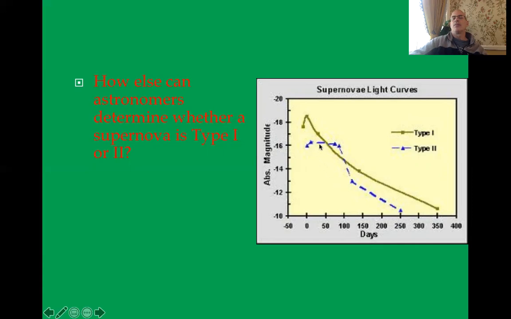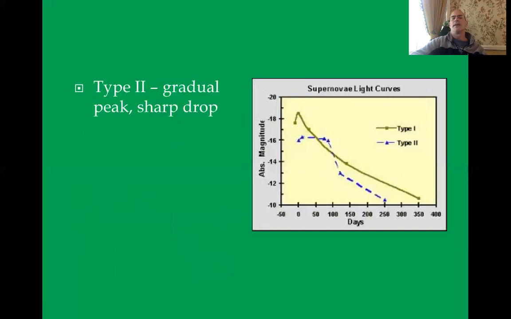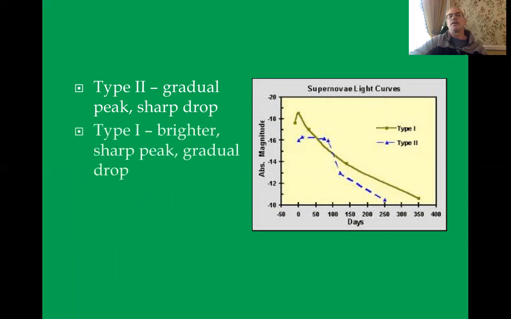Now, a type 2 supernova has a slightly different shaped curve. Well, it's actually a lot different. And if you compare and contrast the type 1 and type 2 curves, you'll notice that, first of all, a type 2 light curve forms sort of a gradual peak and then a sharp drop off. Whereas a type 1 has a brighter, sharp peak, and then it has a more gradual drop off.